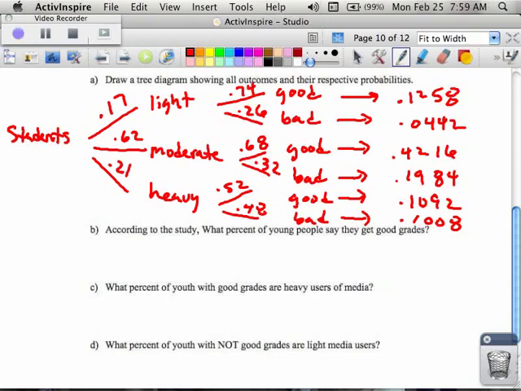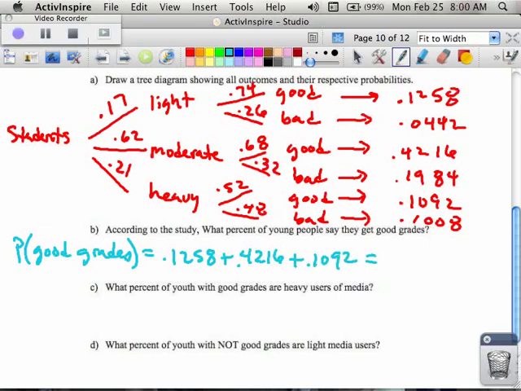Now as we look at those percentages or probabilities of occurring, we want to know what's the percentage of young people that say that they get good grades. So if you're looking for the good grades, we would add up all the different good grade probabilities. So that would be the 0.1258, the 0.4216, and the 0.1092, for a grand total of 0.6566. And so this was adding up all of these grades.